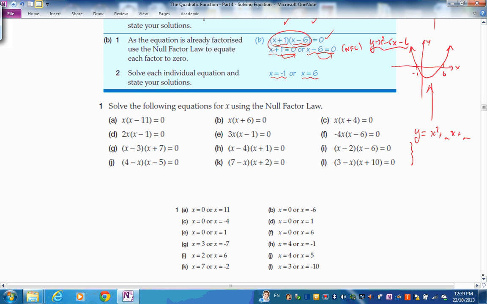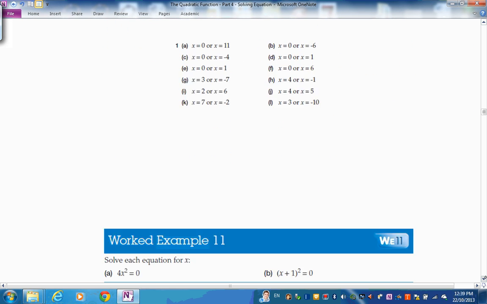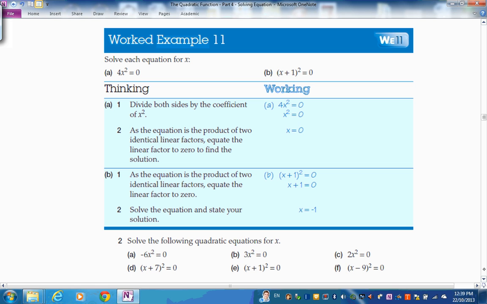Okay, I'm going to go on now. Let's have a look at some more examples from Pearson's. So these are using our idea of factorisation again. 4x squared equals 0 and x plus 1 squared equals 0. 4x squared equals 0, divide both sides by 4. They haven't put that in there, put it over here. X squared is 0, which means the only thing squared is 0 itself.